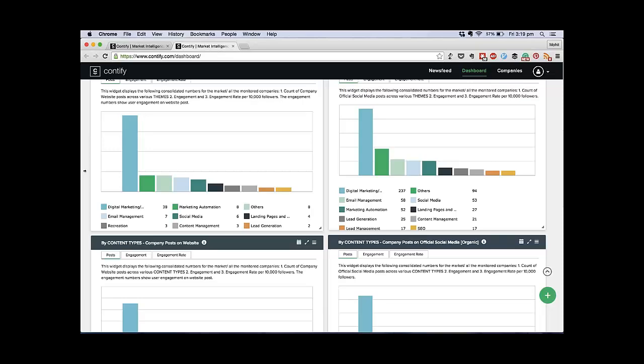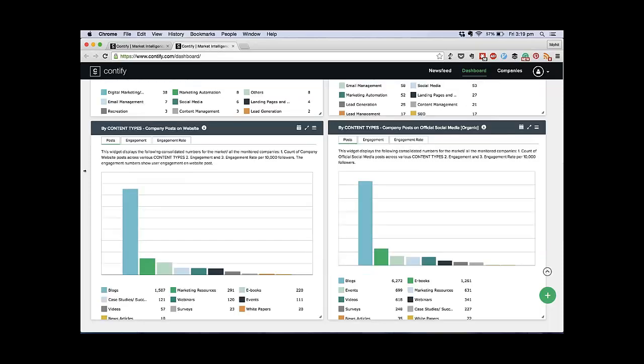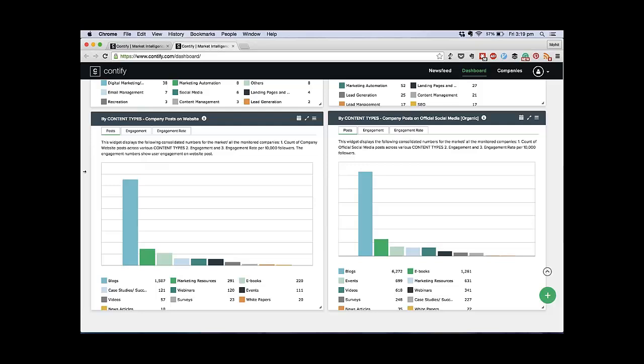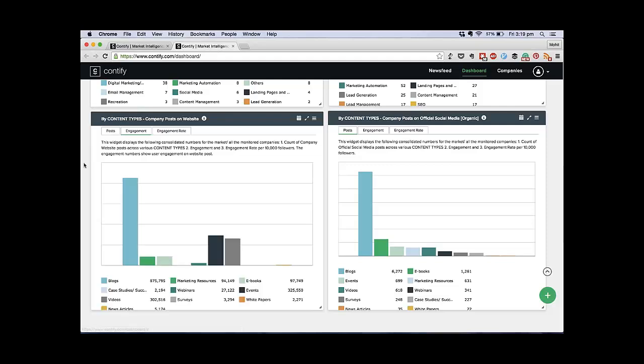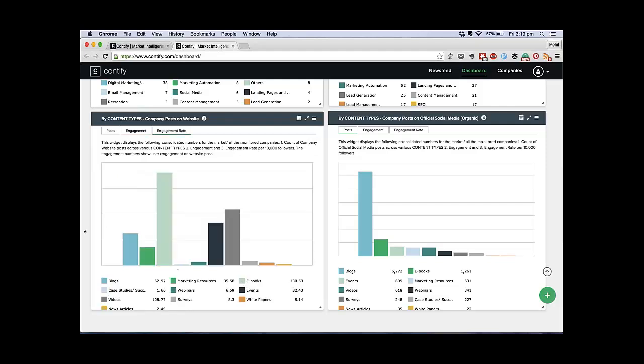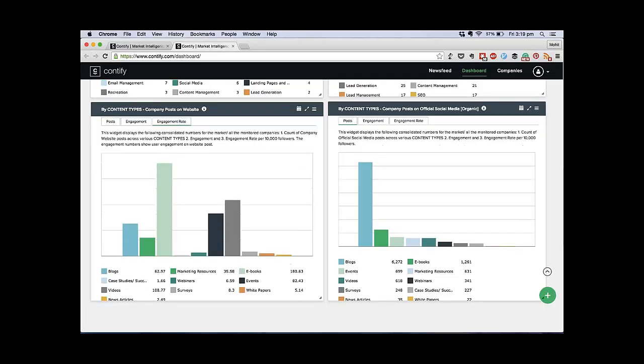If I look at my entire marketing landscape, the easiest thing to see is that everyone is publishing blogs, which has the highest number of posts by everyone combined together. In terms of engagement, yes, again, blog has received the most engagement because it has a lot of content. The number of blogs is more, so the engagement is also more. But when I look at the engagement rate, it seems another content type is getting more engagement than the other content types.